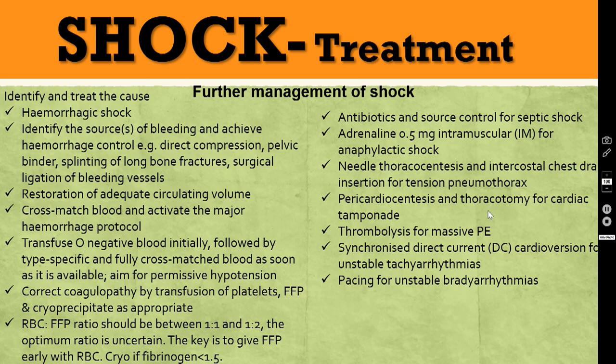Thrombolysis is for massive pulmonary embolism. Synchronized direct current, that is DC cardioversion, for unstable tachyarrhythmias. If it is bradyarrhythmias, then you can go for artificial pacing.